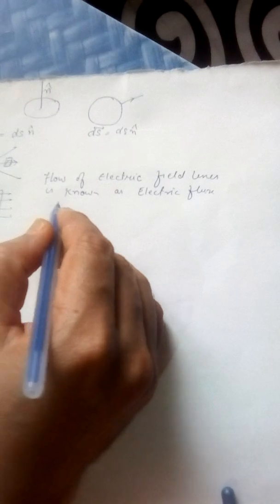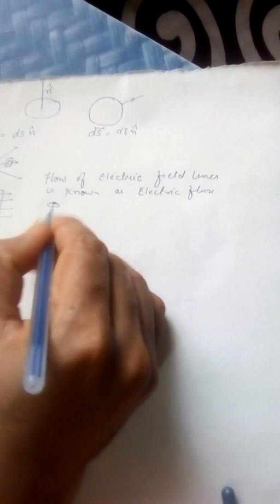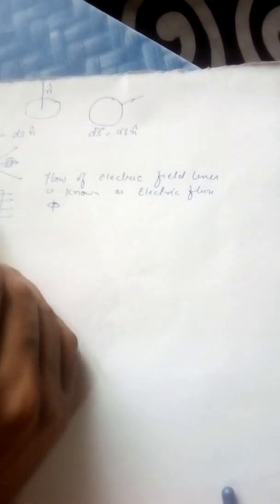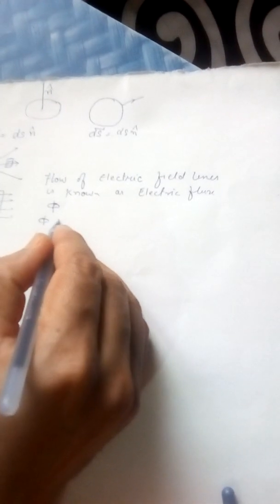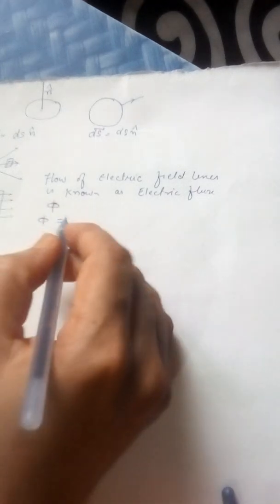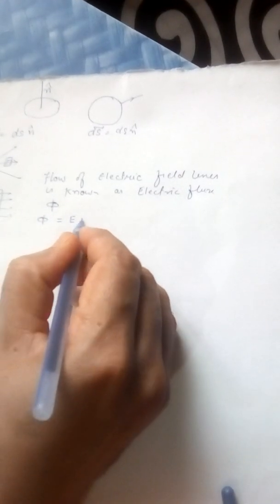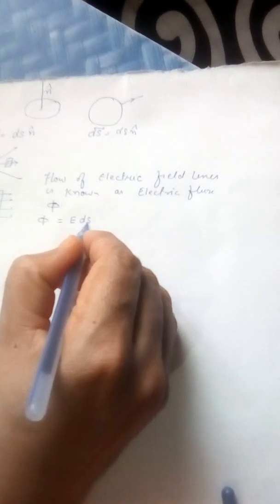Electric flux is denoted by the symbol phi. So this electric flux, or the flow of electric field lines, you can see it depends on certain things. First, the electric field lines, that decides the electric field, and the area element which you are choosing to find the flow of electric field lines. Clear?